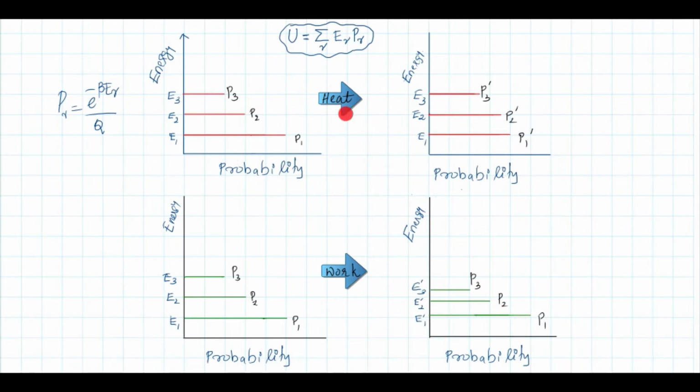So adding heat to a system means a change in probability without changing the energy levels. Doing work on the system means a change in energy levels keeping the probabilities fixed. Okay, that is the case. We can also apply a magnetic field or electric field to a system in order to alter the energy levels. That is also possible to make a change in the internal energy of the system.